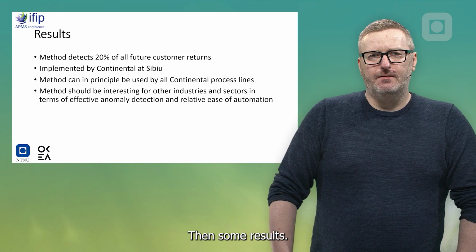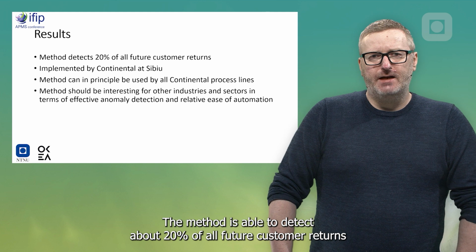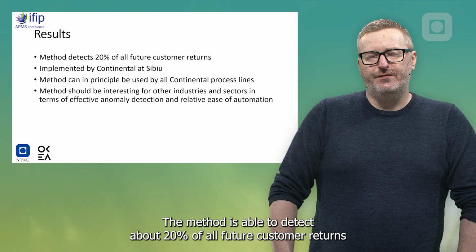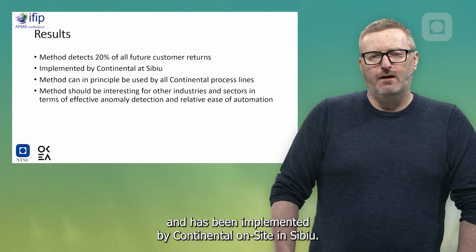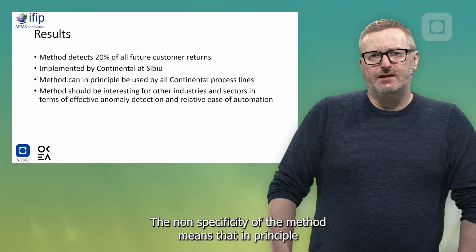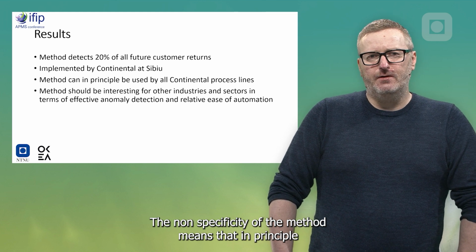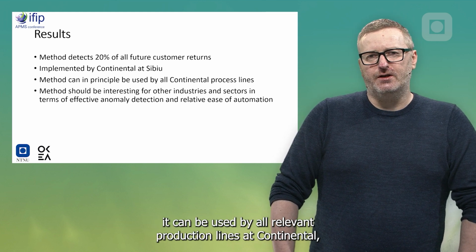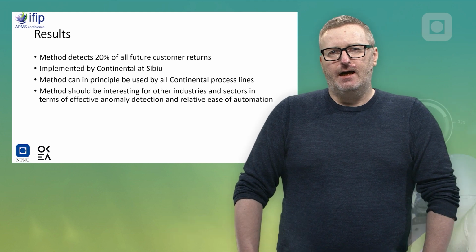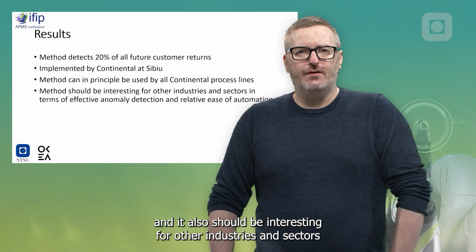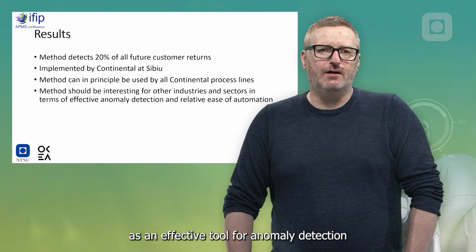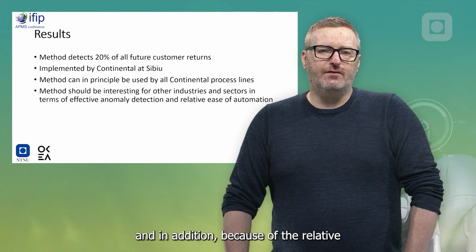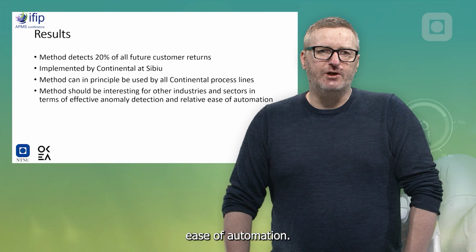Then some results. The method is able to detect about 20% of all future customer returns and has been implemented by Continental on-site in Sibiu. The non-specificity of the method means that, in principle, it can be used by all relevant production lines at Continental, and it also should be interesting for other industries and sectors as an effective tool for anomaly detection, and in addition, because of the relative ease of automation.